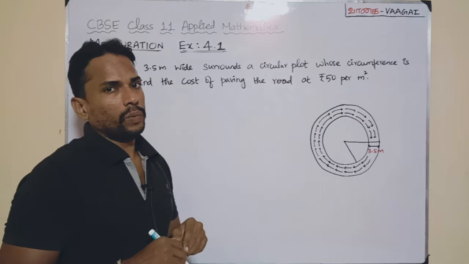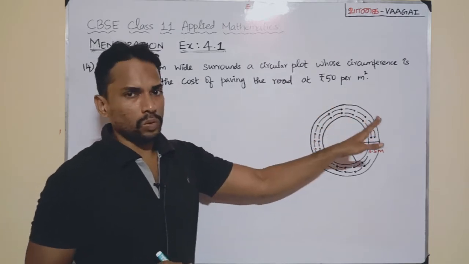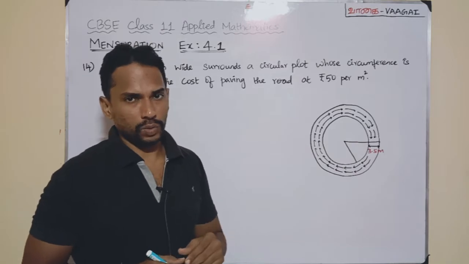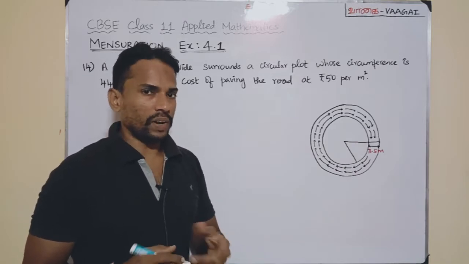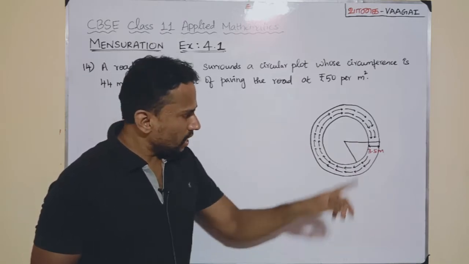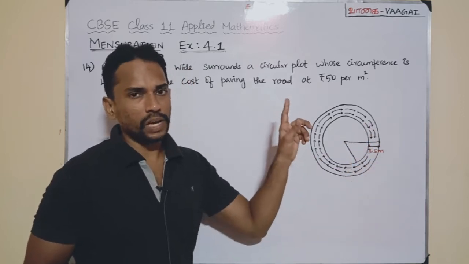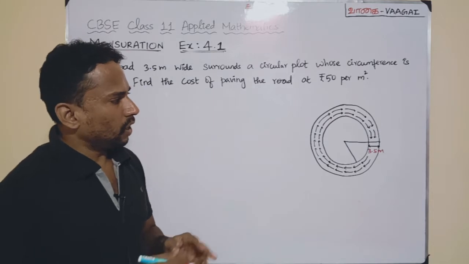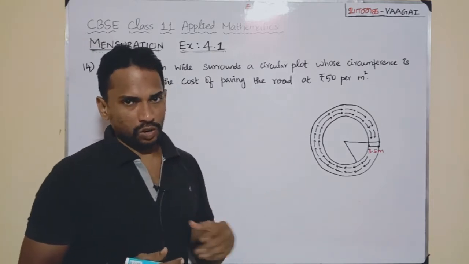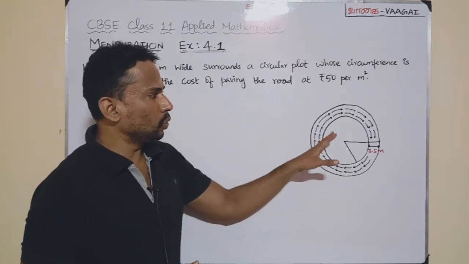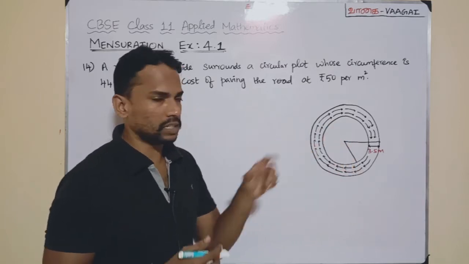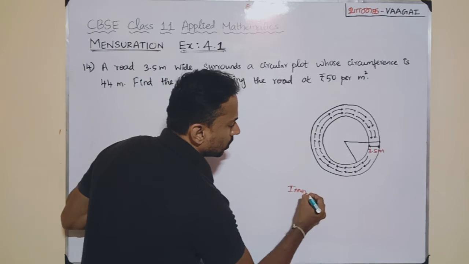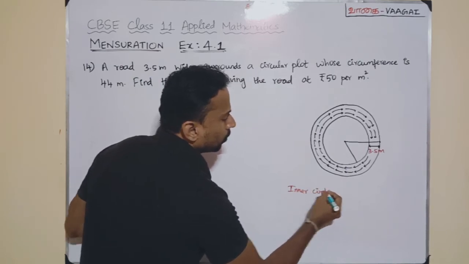So now we need to find the cost to make this road at a rate of rupees 50 per meter square. Basically, we need to first find the area of this road pathway, then we have to find the cost. This is going to be the procedure. Now come back to the observation of the figure. We have got two circles here, and one is the inner circle. Let's see about the radius of the inner circle.